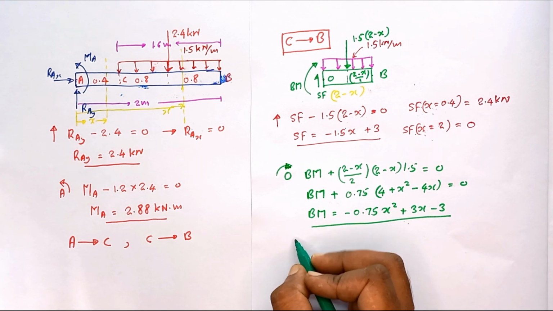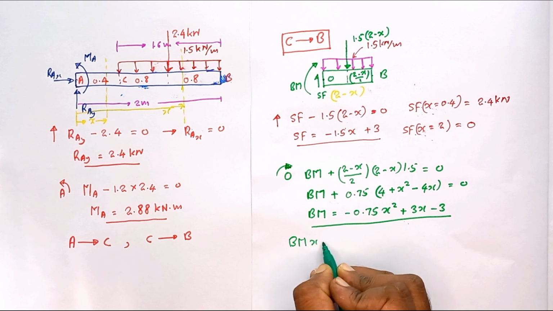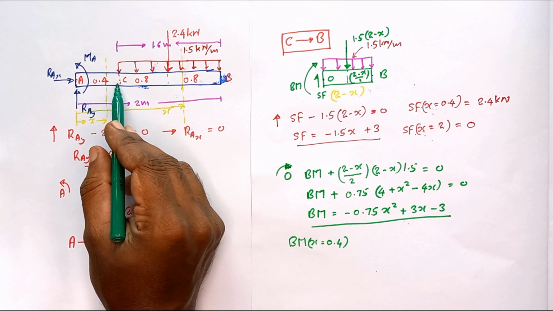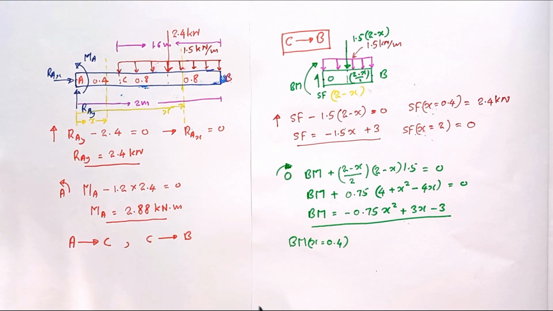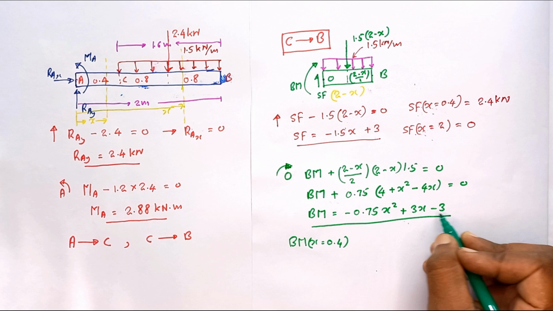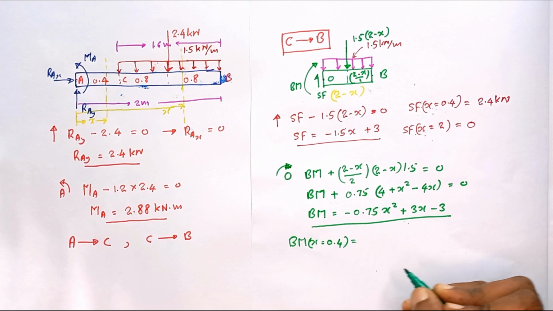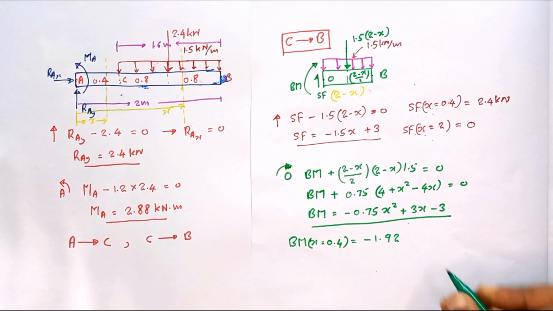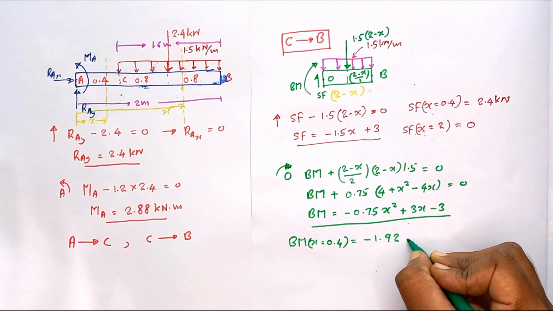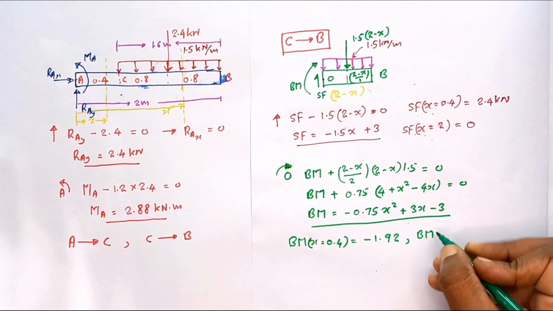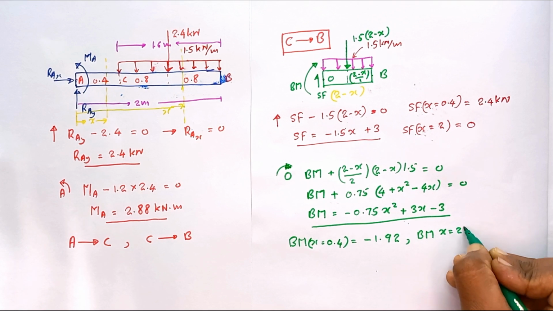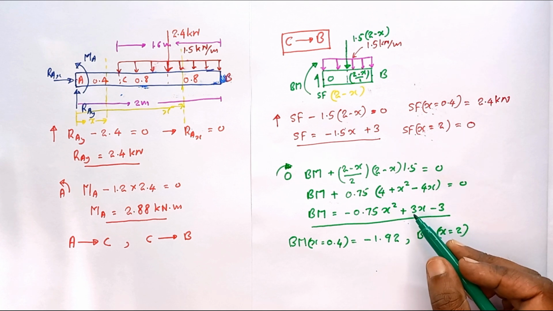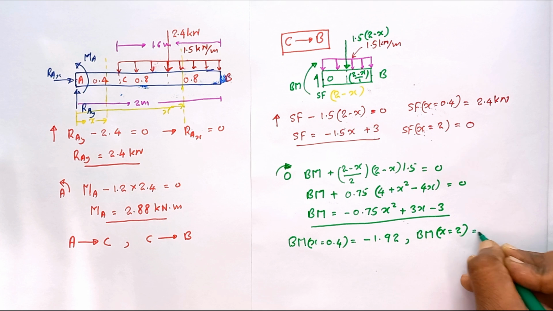Then we have to obtain the bending moment at x = 0.4, at this end. By substituting 0.4 in this equation, you can use your calculator to find that value. That value is equal to -1.92. Then the bending moment at x = 2. If you substitute x = 2 in this equation, the answer is equal to 0.